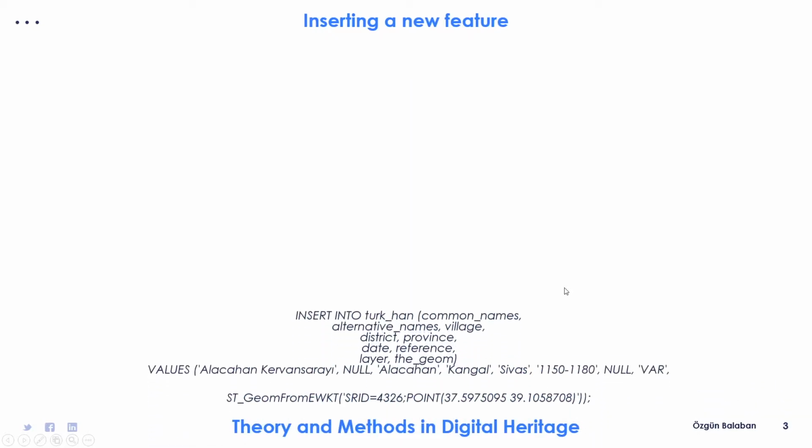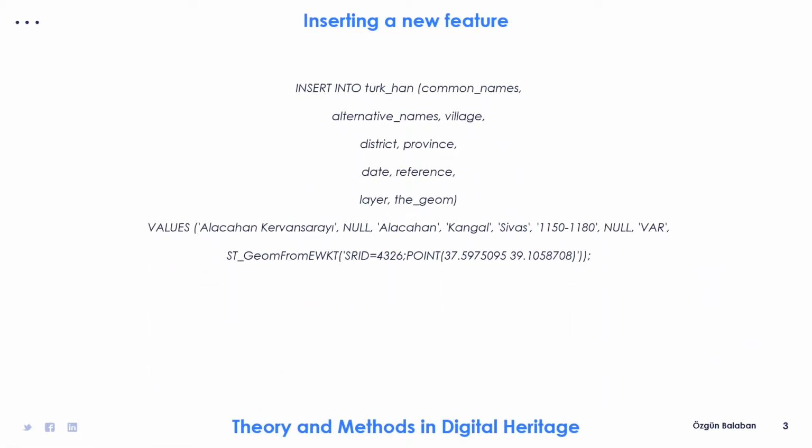So I'm going to show how to insert a new feature. So to insert a new Turkish Han, for example, you need to put this query, insert into the name of the table, which in this case is Turk Han, common names. So these are all the columns that we are going to, or all the values or variables that we are going to fill. Common names, alternative names, village, district, province, date, reference, layer, and the geometry. So we need to supply it with this order.